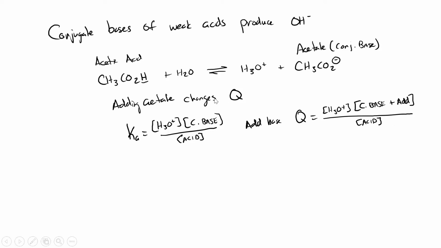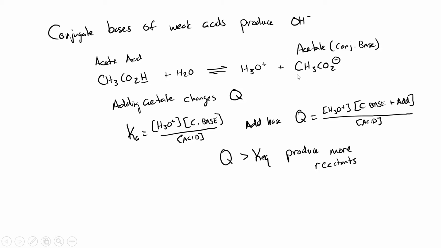So after we add more conjugate base, what is the relationship between Q and Ka? We're adding a higher concentration of conjugate base here, so our numerator is going to get larger. That means Q is now greater than Keq. What does that mean? If Q is greater than Keq, we're going to produce more reactants. To get back to equilibrium, we have to make the denominator larger so that Q and Keq become equal again. That means we have to produce more acid.